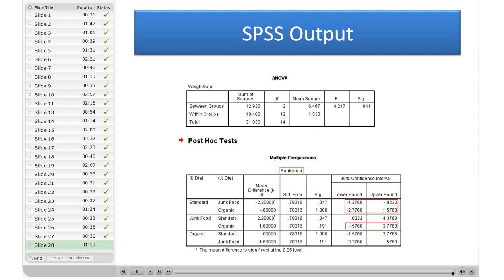So in summary, this Anova analysis combined with the post hoc tests said that we have statistically strong evidence that standard food and junk food diet are different, but we do not have enough evidence to conclude that the standard diet is different from the organic diet or that the junk food diet is different from the organic diet. Well, that wraps up this supplemental lecture on Anova.